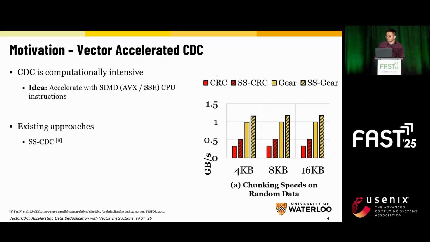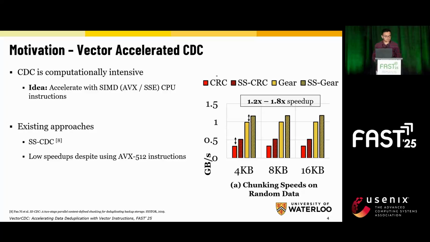Now, there is an existing approach to do this, and they accelerated hash-based algorithms with AVX 512 instructions. This graph here shows you speed on the y-axis and chunk sizes on the x-axis. And the pattern bars are accelerated versions of the solid bars. For example, CRC's accelerated version with AVX 512 instructions is SSCRC. You'll notice that the speedups that are achieved despite using AVX 512 instructions are pretty low. They're able to achieve 1.2 to 1.8x at maximum, right?